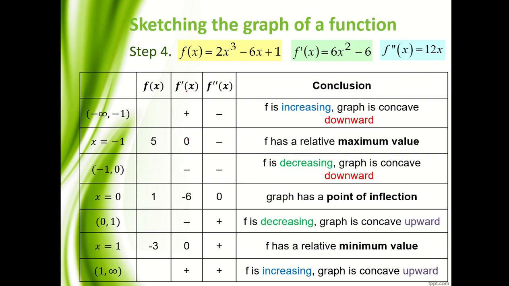Let's determine the sign of the first derivative. We have to substitute values within this interval. What are values that are within negative 1 and 0? Perhaps you can try 0.5, or any values within this negative 1 and 0.